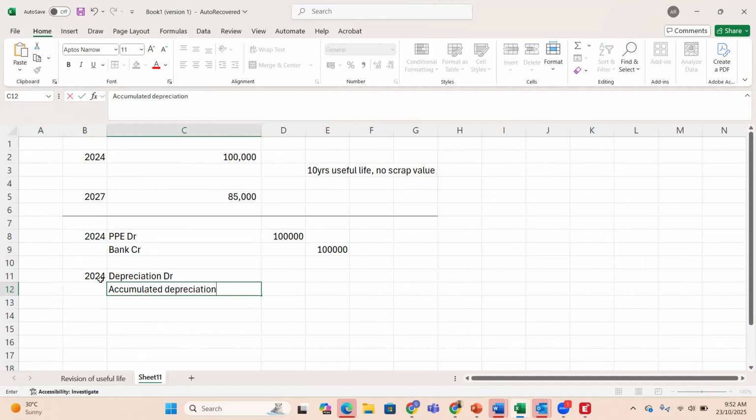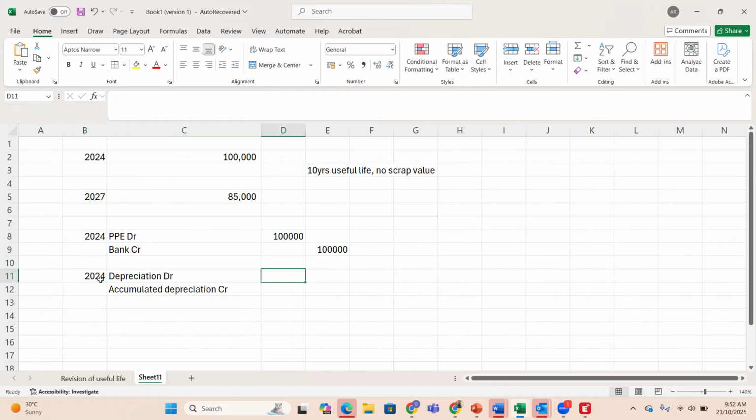Now, to save time, what would be the amount? 10,000. Okay, how do I get 10,000? Can you give me the formula? 100,000 minus 0, divided by 10. Okay, never leave that. Now, for simplicity, can I write 2024 to 2026? We will do the same entry.